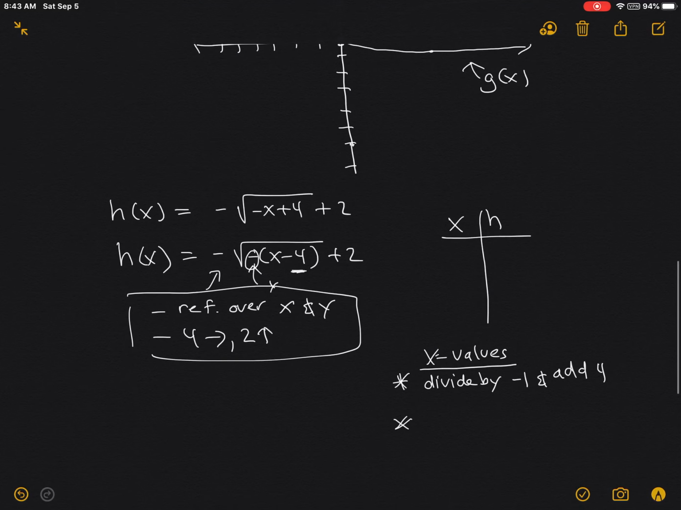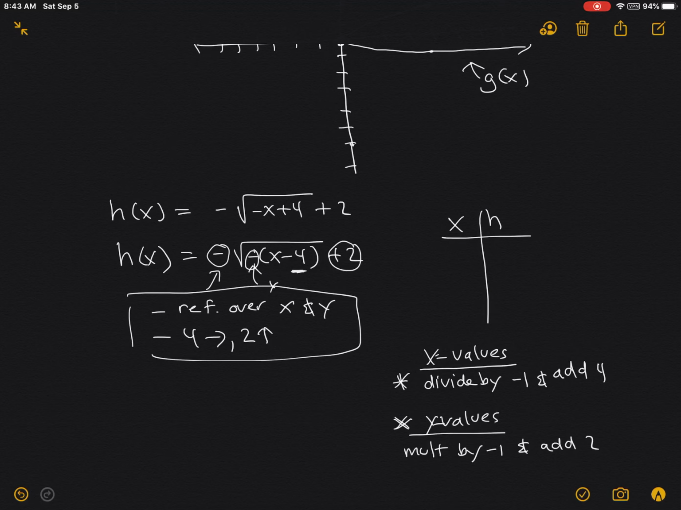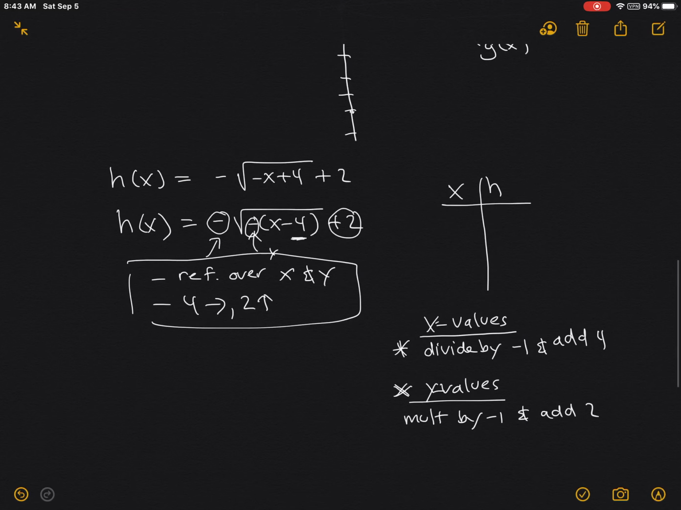And then what do I do with the original y values? The original y values, I multiply by -1 and add 2. Okay, so I look on the outside, right? Over here I have this negative, over here I have this +2. That determines what I do with the y values.